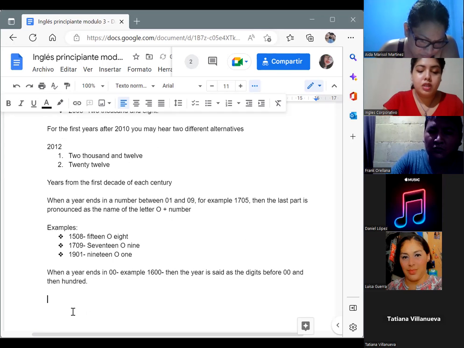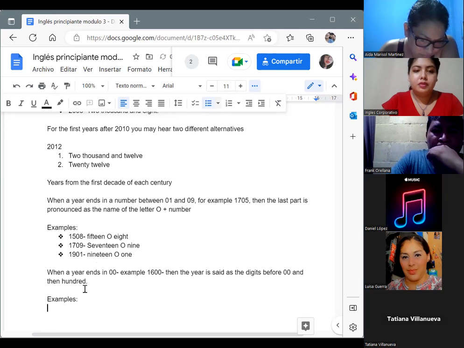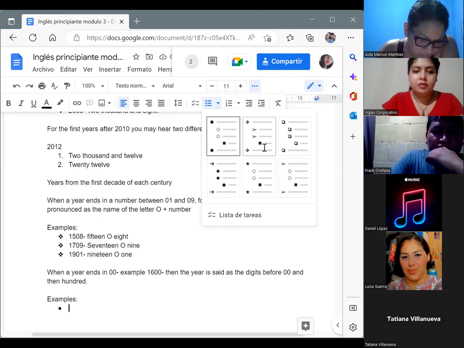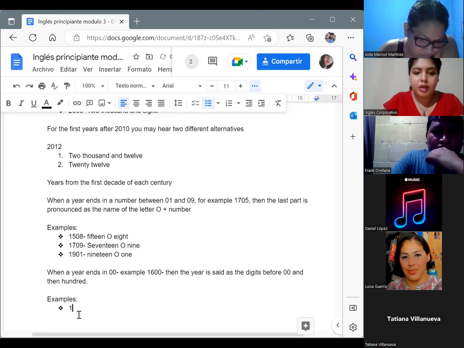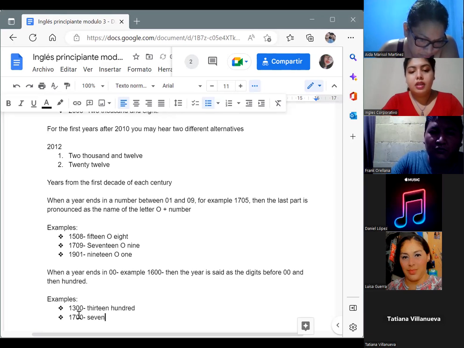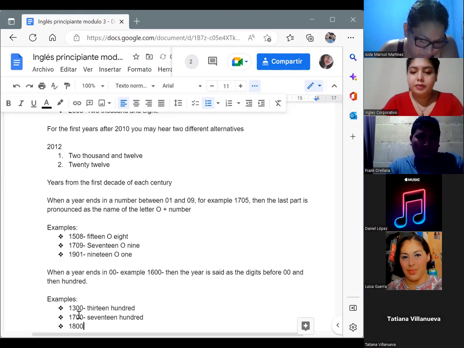So we are going to see some examples. We have three examples and we have this one that is pronounced 1300. Then the second one, 1700. And the last one, 1800.